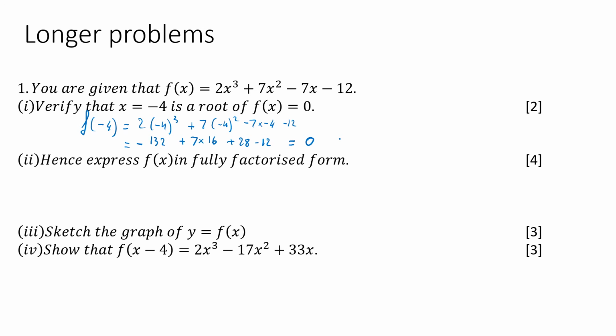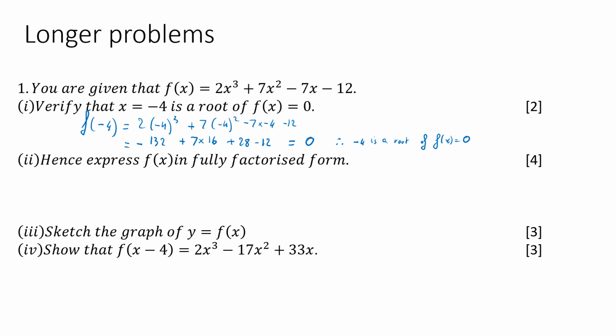And from here, don't forget to conclude. Therefore, minus 4 is a root of f of x equals 0. Always remember to conclude. If you don't conclude, then the examiner can interpret this as you didn't know what to do next, that you didn't know you had reached the conclusion. So always conclude. So next part here, so far you've got 2 marks. So now we have 4 marks.